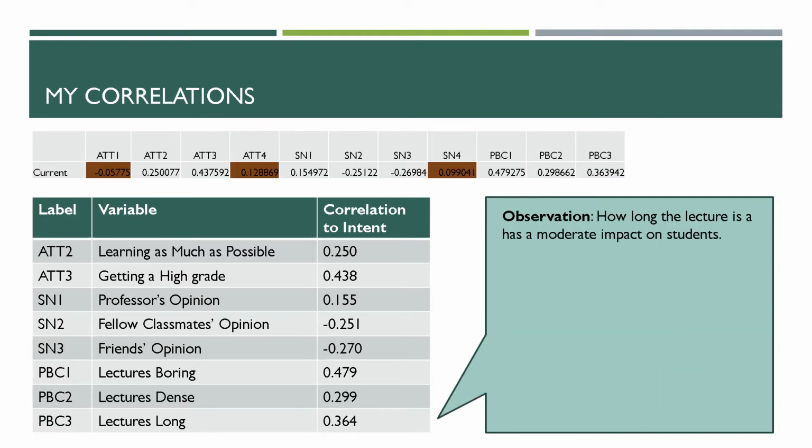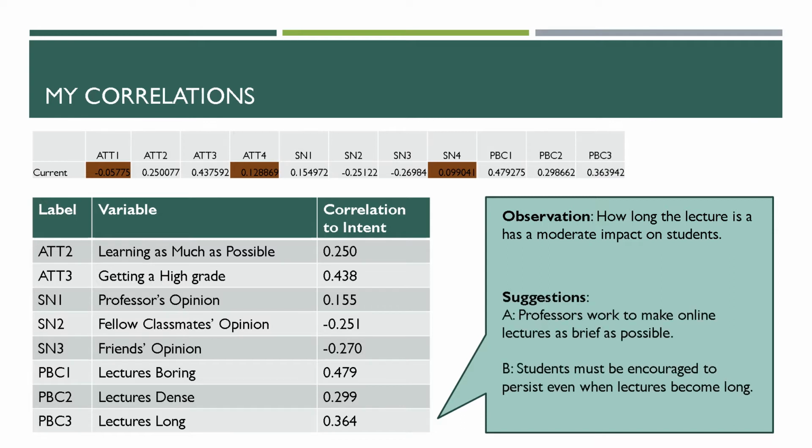And then the last one, how long a lecture is has a moderate impact on students. I made a 0.364. That's the third strongest correlation we have here, right? By the way, this is why I've tried more recently to do shorter lectures. My lectures in this class used to be longer. I've tried to make them smaller. Maybe it's helping, maybe it's not, but I am trying.